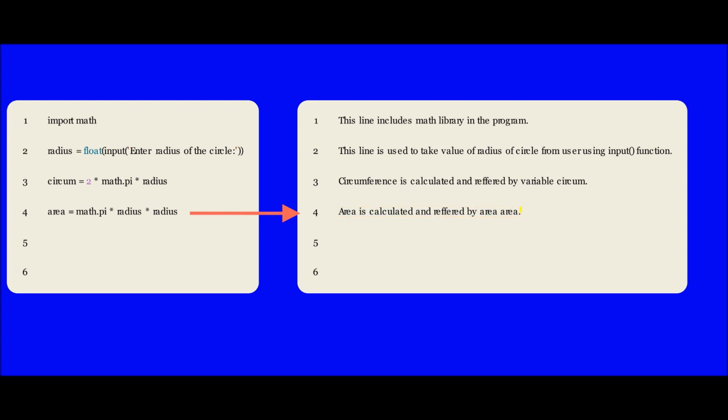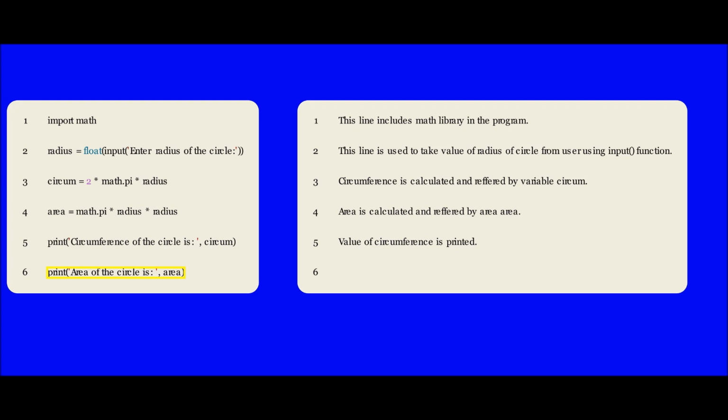At line number 5, the value of circumference is printed using the print function, and at line number 6 the value of area is printed using the print function.